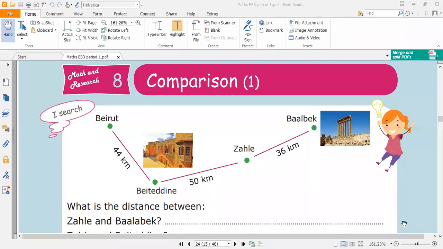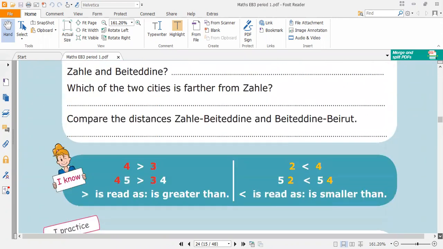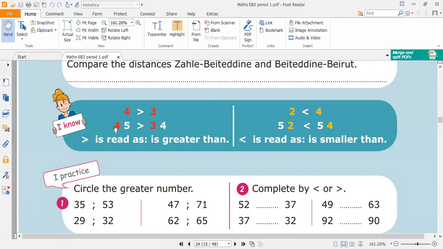Today we will start a new chapter. Chapter 8, Comparison 1. Here in this chapter, we will learn how to compare two numbers. In this session, I have 45 and 34. How can I compare these two numbers?